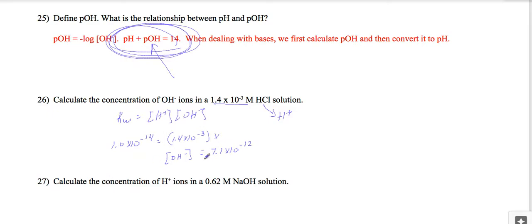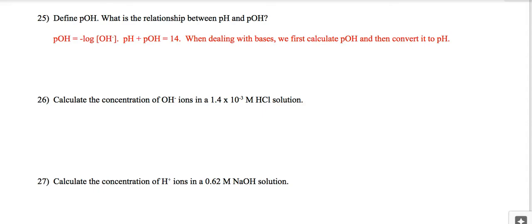We can do the exact same thing for number 27. We end up with an answer of hydrogen ion concentration equal to 1.6 times 10 to the minus 14th. So those are those.